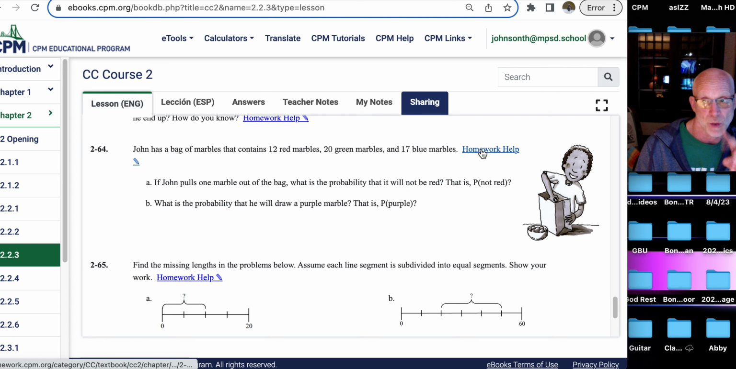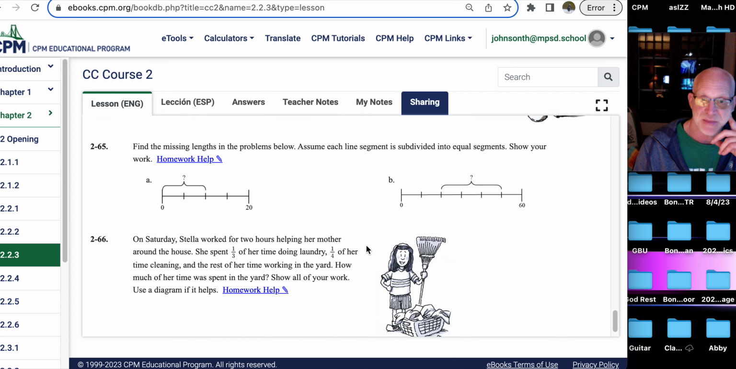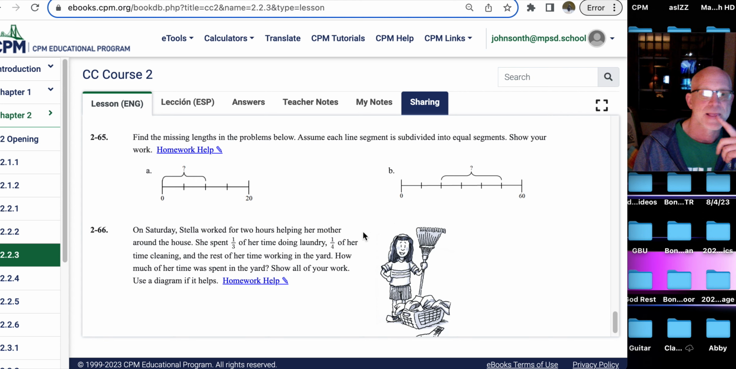If you need help, homework help, then we have to find missing lengths. It goes jump, jump, jump, 20. Okay, so how long is this? Then it goes jump, jump, jump, jump, jump, 60. How long is this?